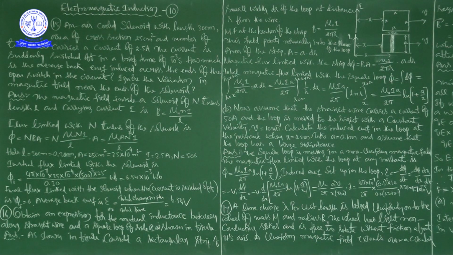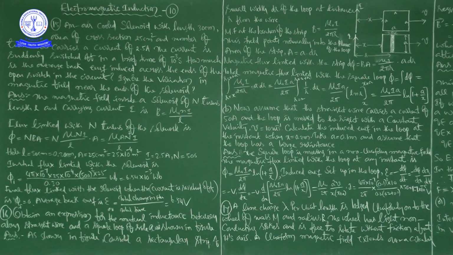Now, see here. First you try to understand the question. He is saying that the straight wire carries a current of 50 amps and the loop is moved to the right with a constant velocity. Calculate the induced EMF in the loop at the instant when x is equal to 0.2 meters. Take side as 0.1 meters and assume that the loop has a large resistance. Okay, see here. The square loop is moving in a non-uniform magnetic field.